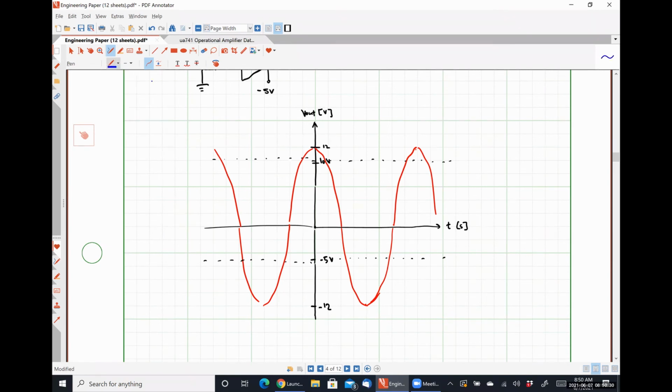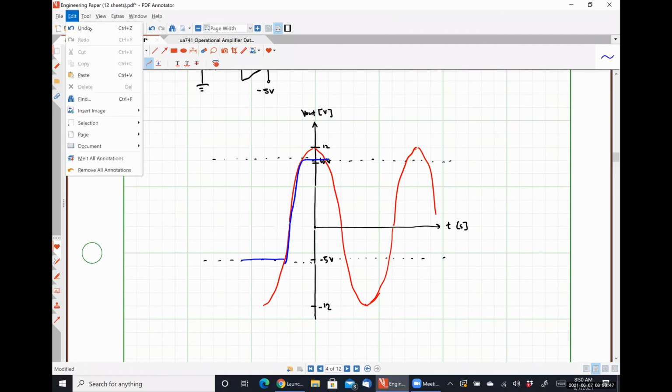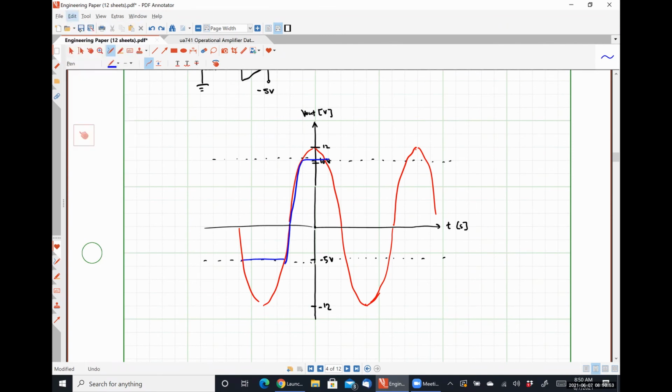So what this would look like, I'm going to draw with saturation distortion in blue. So we would have something like this. Well, that did not do what I wanted it to do. So our waveform effectively just gets abruptly cut off. We call this clipping.